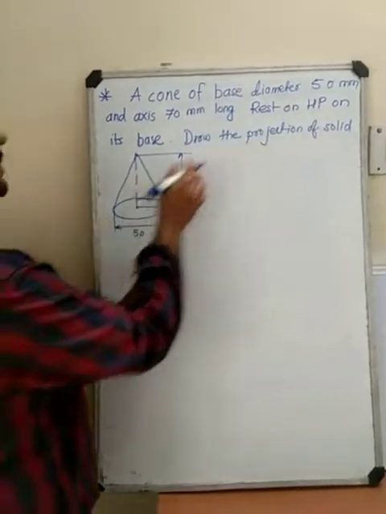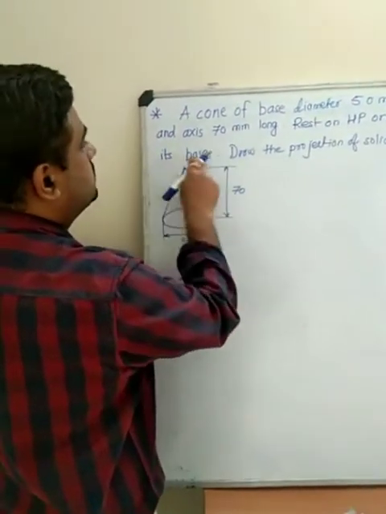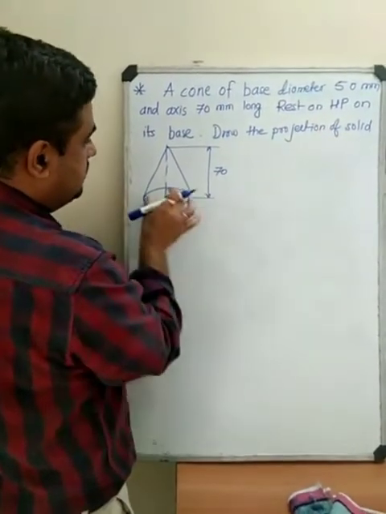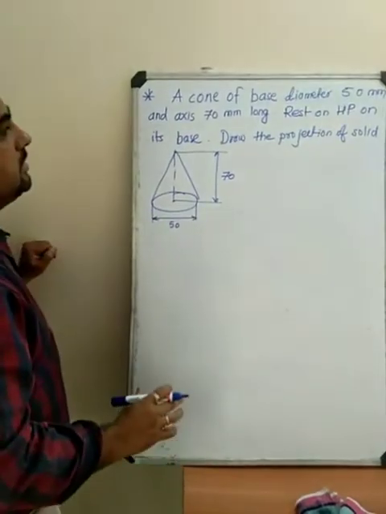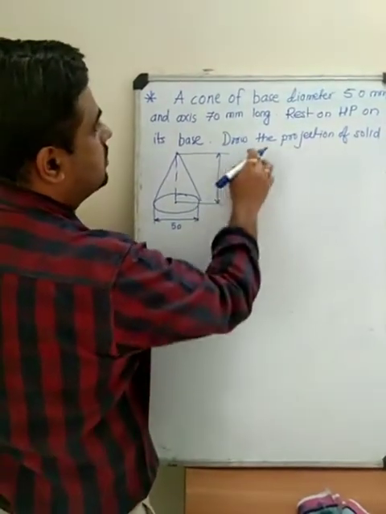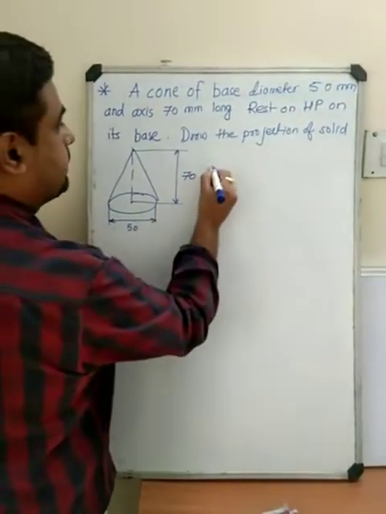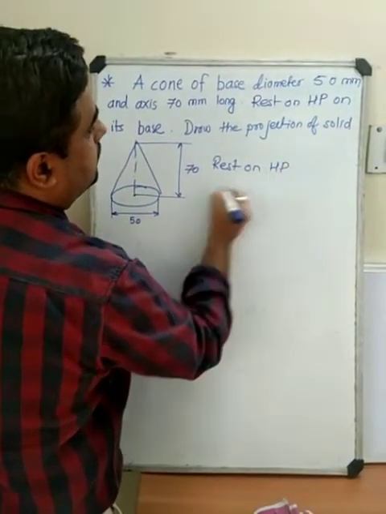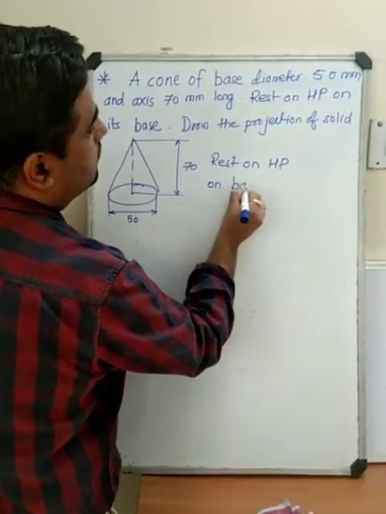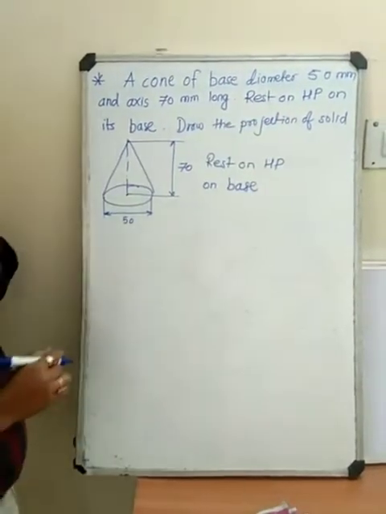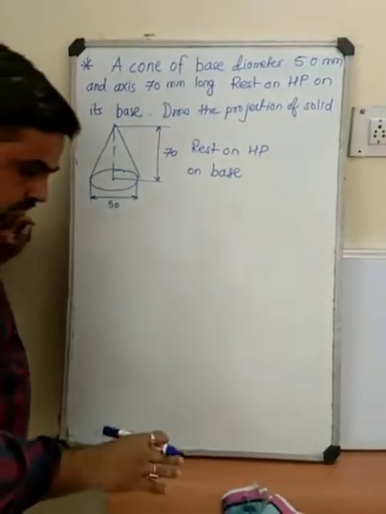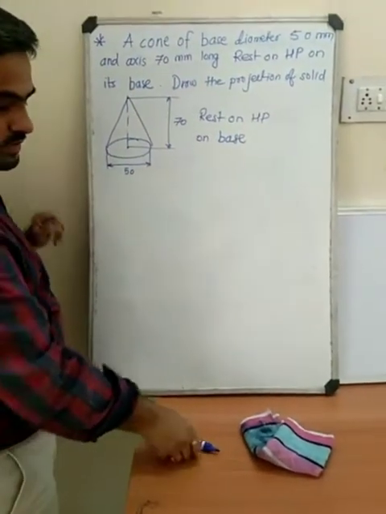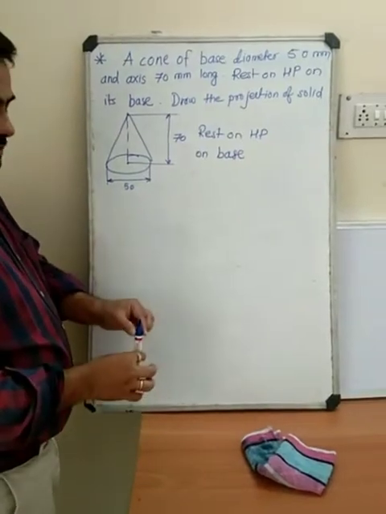Now this cone rests on HP on its base. The base is resting on HP. Draw the projection of the solid. Simple. Now this cone is resting on HP on its base. Suppose the cone is like that, resting on HP on its base.